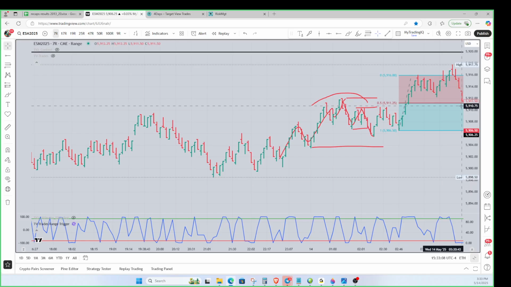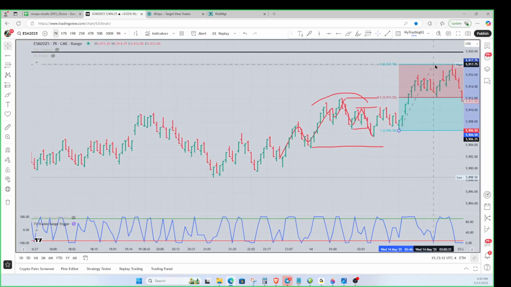You're at the 50% mark right now. This is the 50% mark of this leg. All right, it's not the 50% mark of this leg. That's the new leg. You see that?